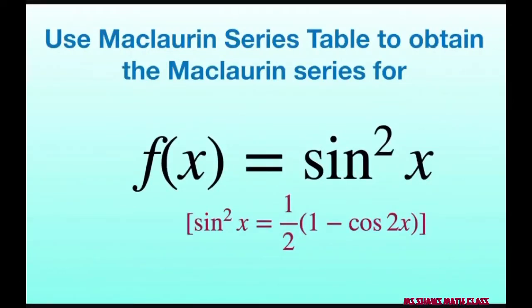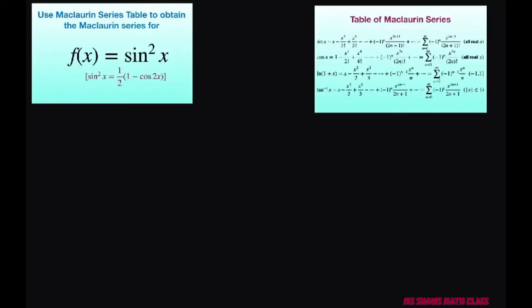Everyone, we're going to use the Maclaurin series table to obtain the Maclaurin series for f of x equals sine squared of x. Now they gave us this hint that sine squared of x equals 1/2 times 1 minus cosine of 2x. So since they give us that, we're going to use our table for cosine of x.